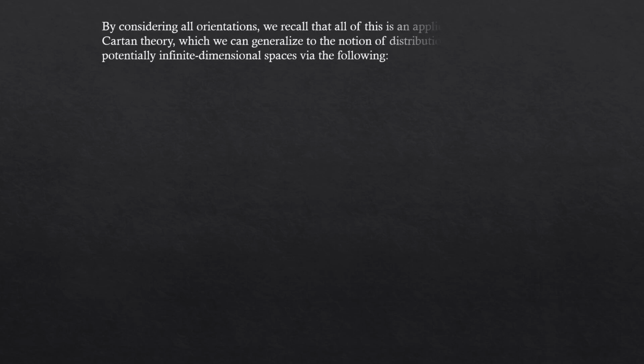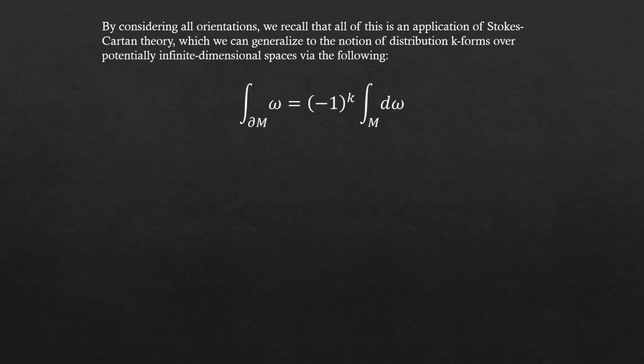And by considering all orientations, we recall that this is an application of the Stokes-Cartan theorem, which we can generalize to the notion of distributional k-forms over potentially infinite dimensional spaces via the following. So we have an integral over our differential form in terms of evaluating over the boundary of a manifold. We're taking the integral of an n-1 form over the boundary of a manifold, and that equals, well, we have this negative 1 to the k.